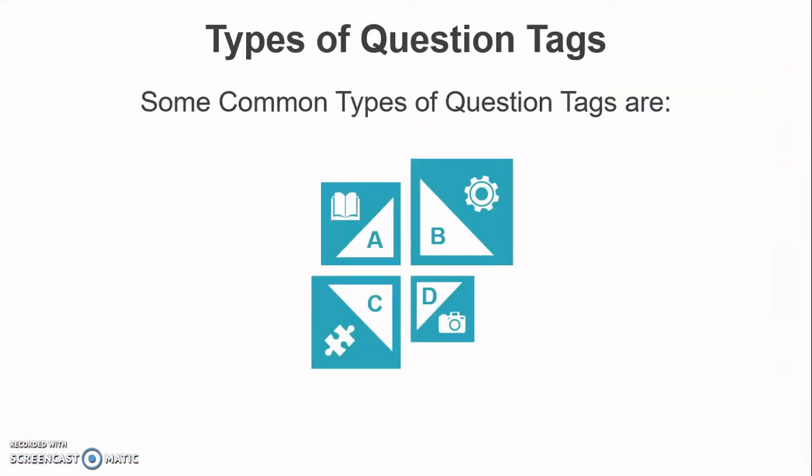Let's move on. Now we are going to see the types of question tags, and below are some of the common types of question tags that you can use. Firstly, with the modal verb can or can't. For example, you can't swim, can you?